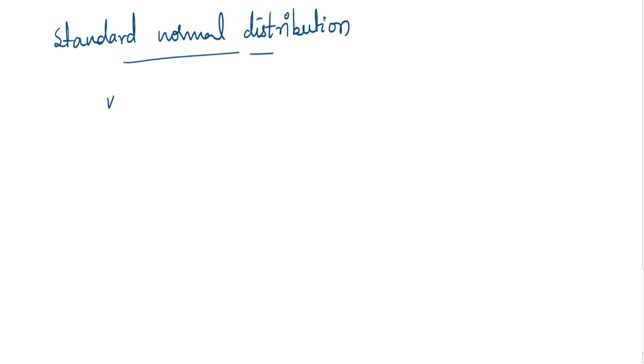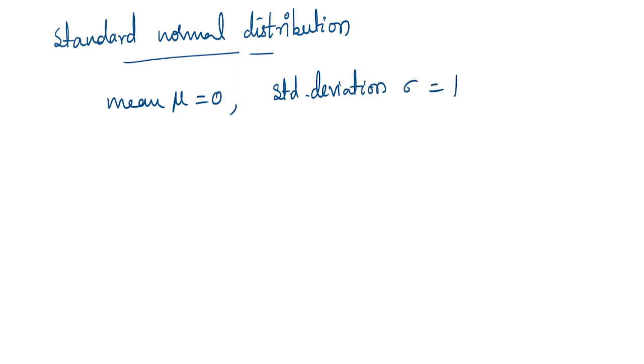Hello everyone. In this video, we will be learning about standard normal distribution. It is a special type of distribution with mean mu equal to 0 and standard deviation sigma equal to 1.